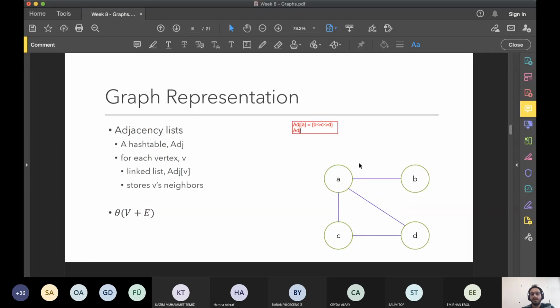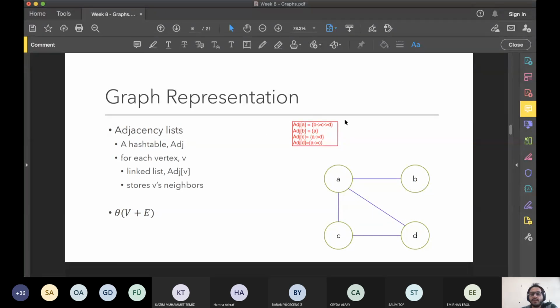So Adj of B is going to be equal to only A. Adj of C is going to be A and D. It doesn't matter the order here, right, guys? It's just a linked list. I just typed them in alphabetical order, but it doesn't matter for us for an unordered list. And then for D, we have A and C.